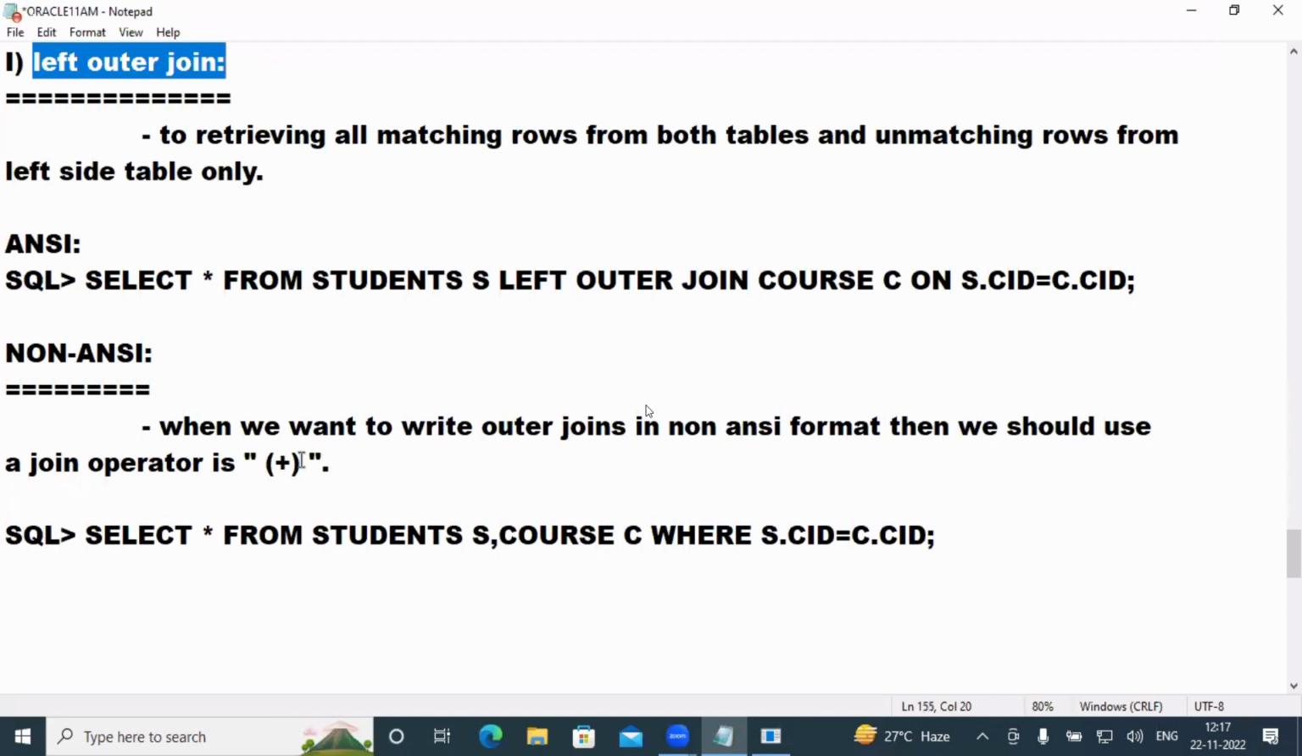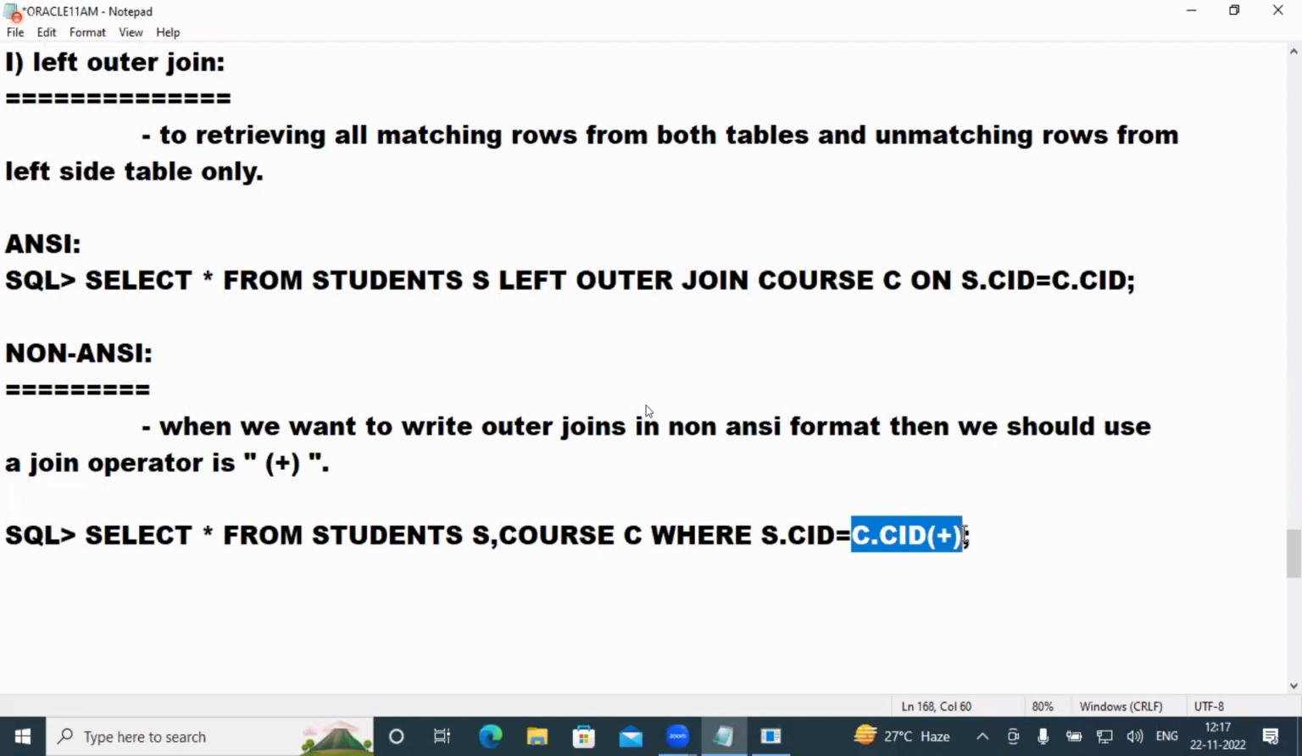Left outer join means your join operator will apply on the right side of your table. Right side of your table you can apply. So what I'm saying here is quite opposite. Left means right side apply, right means left side apply. Quite opposite. Remember, quite opposite. So I'm implementing which join? Left outer join. If I implement left outer join, my join operator should be on the right side table.